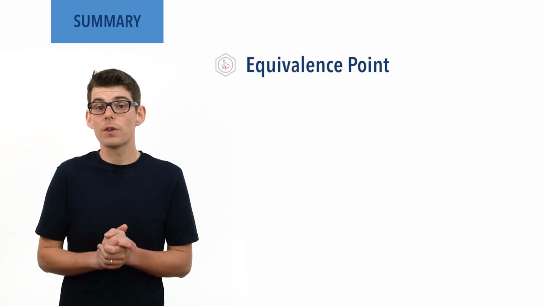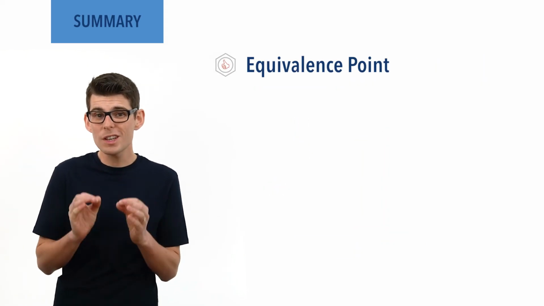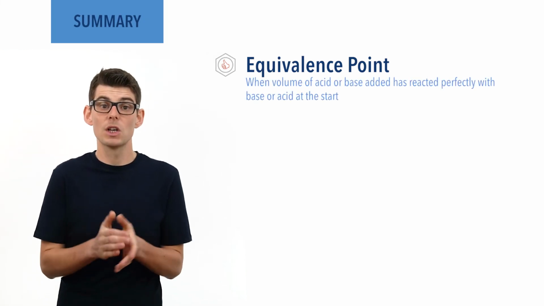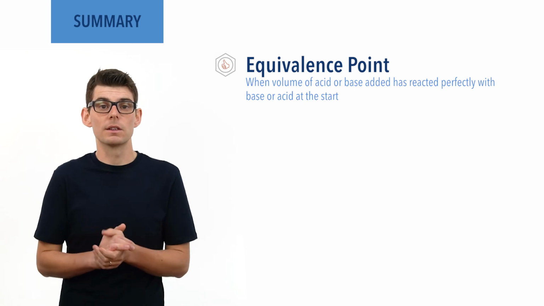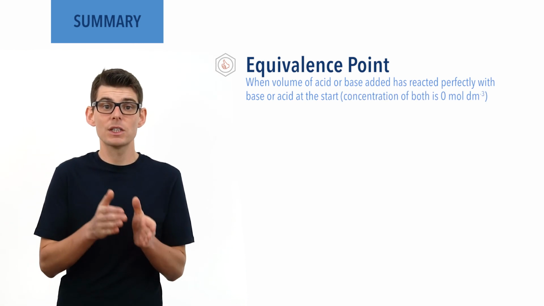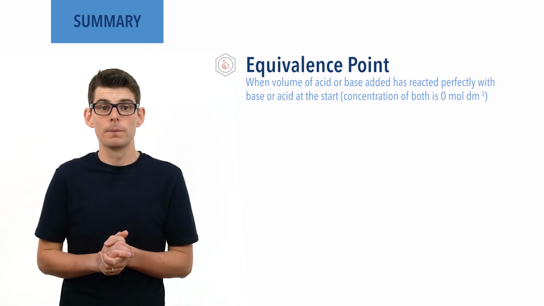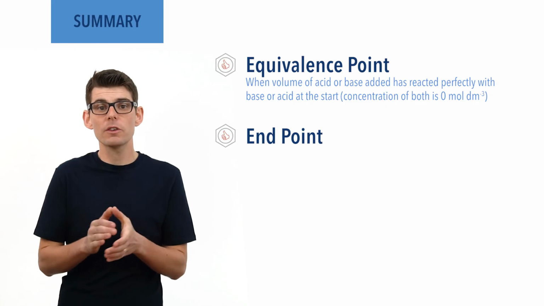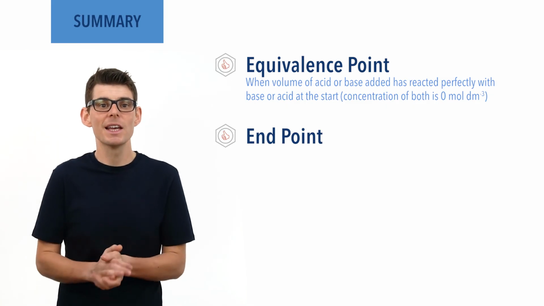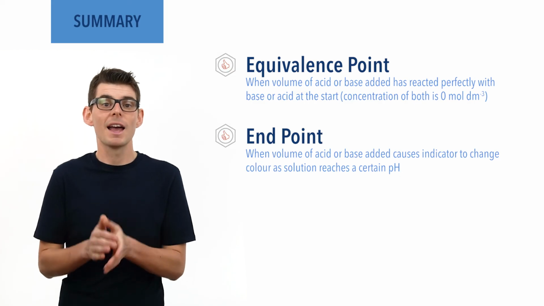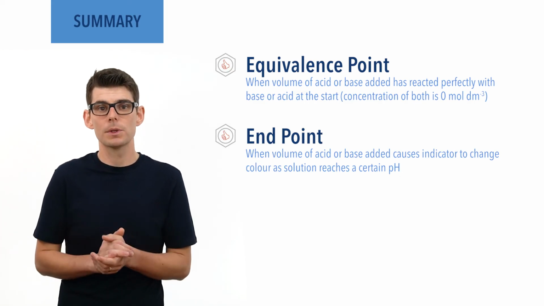Equivalence point refers to the point in a titration when just enough base or acid has been added to react with all acid or base molecules in the starting solution, and there are no leftover amounts of either acid or base in the solution. Endpoint refers to the point in the titration when just enough base or acid has been added to cause the indicator in the solution to permanently change colour and the titration gets stopped.